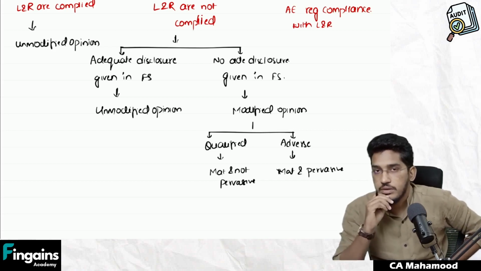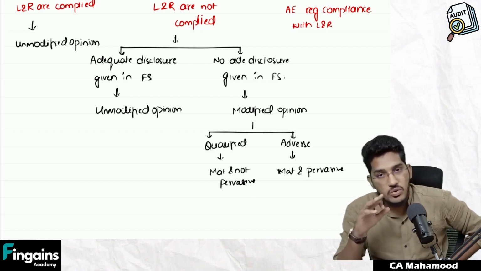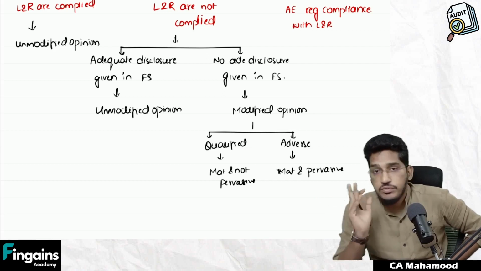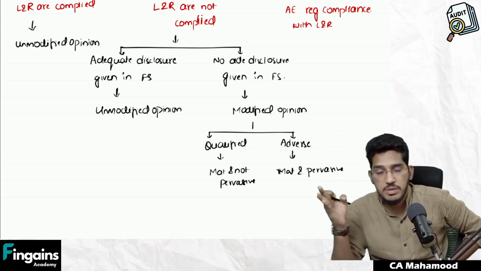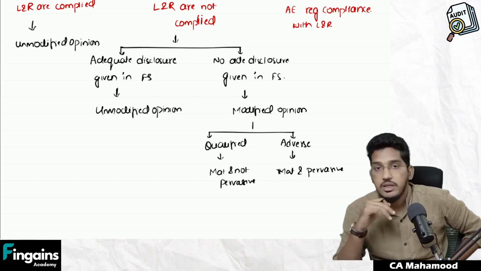Let me give you one example. Management prepared the financial statements not following Schedule 3. They did not follow Schedule 3 only. Some other format they have prepared. So Schedule 3 says you have to prepare the financial statements in vertical format. Company prepared the financial statements in horizontal format. They did not comply with some law.